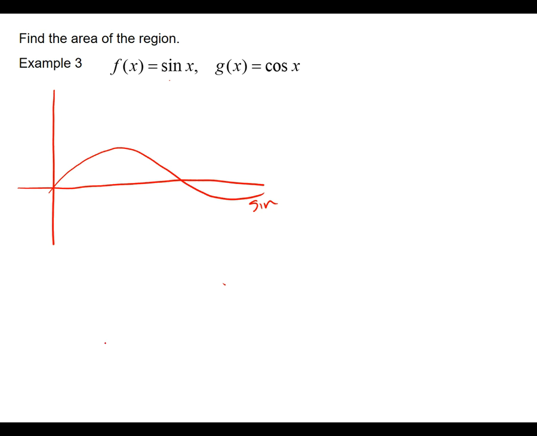I'm going to label that here. I'm going to use a different color for cosine. Where does cosine start? 1, and it goes down first. So cosine does something probably like that. All we're going to do is find the area of the region, and when they say that, they really want the first region, because it's obviously going to have more than one region. So all they're looking for is this area in here.